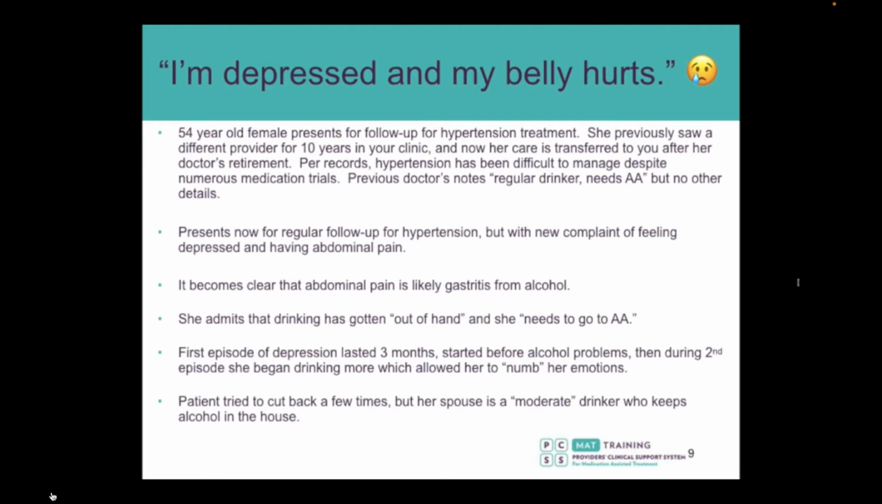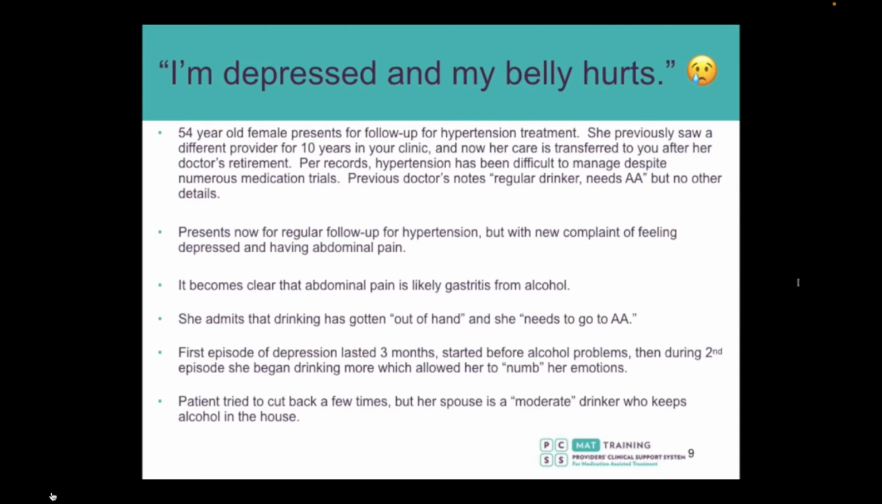is someone who may come in as a typical sick patient visit. Someone who may or may not be well known to your clinic and staff, and may have seen other treatment providers who maybe have not assessed for problematic substance use. So the chief complaint of this person on your schedule is, I'm depressed and my belly hurts.